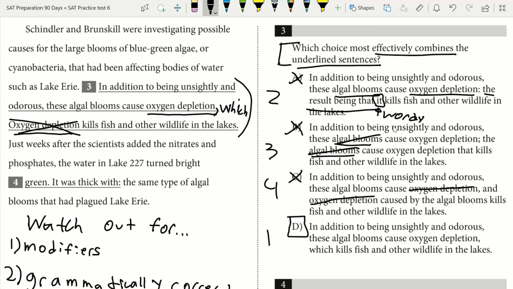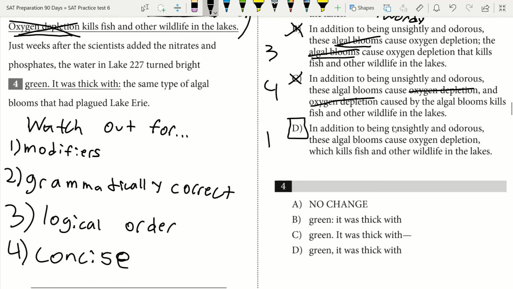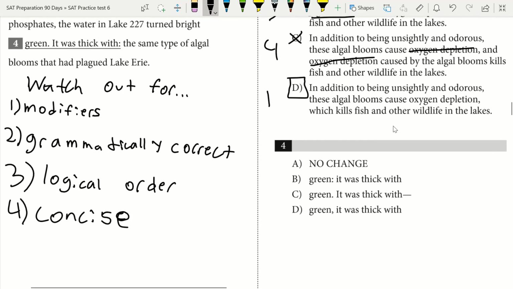If your shortest one sounds like your correct answer, go ahead and select it and move on, and then come back and check your work after you've answered all the rest of the questions. But yeah, start with your shortest answer choice first when dealing with these combining sentences questions. And then, as always, make sure that you're avoiding repetition and redundancy in your answer choices, and you should be all set there. So watch out for modifiers, make sure it's grammatically correct, make sure it follows a logical order, make sure it's concise, and that should certainly help you with those combining sentences questions.